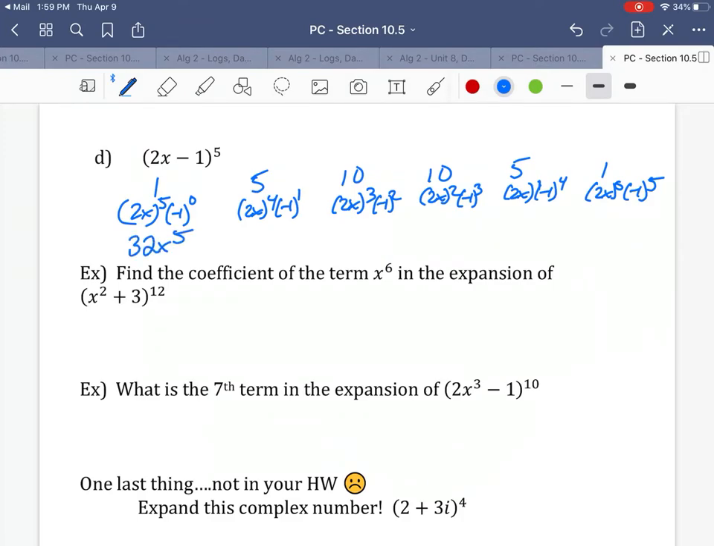My next term, I have 2x to the fourth, so that's 16x to the fourth, times 5, so that's 80x to the fourth, and then I have times negative 1, so I'm going to get negative 80x to the fourth. And for the next piece, I have 2x to the third, so that's 8x to the third, times negative 1 squared, so that's 1. So I have 8x to the third times 10, so that's plus 80x to the third.